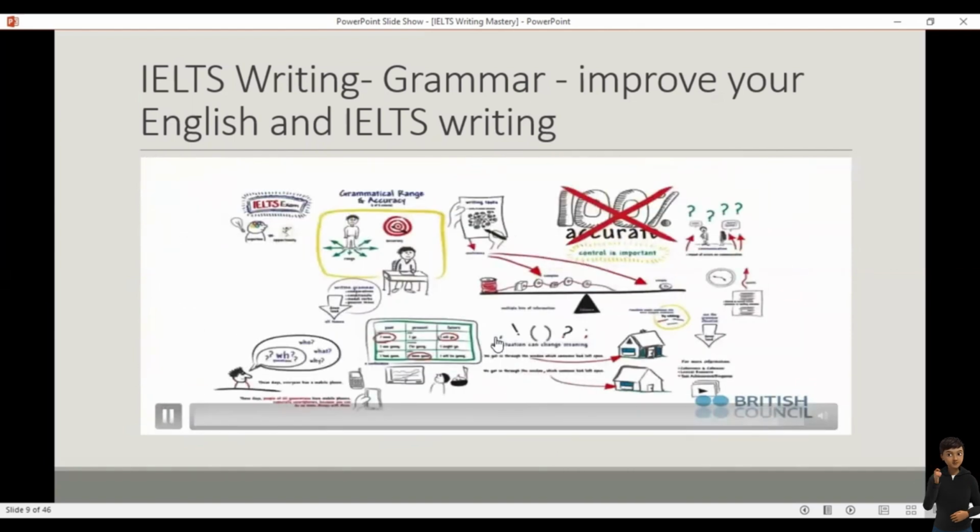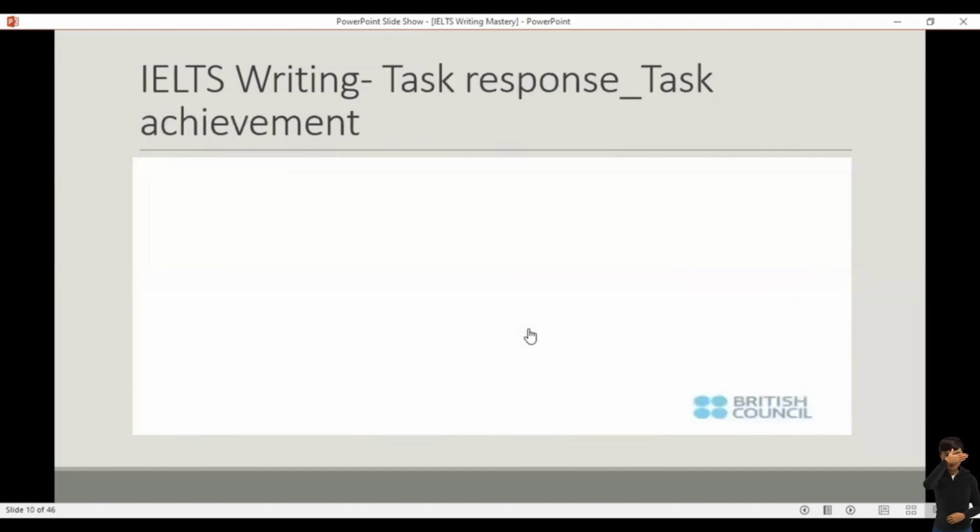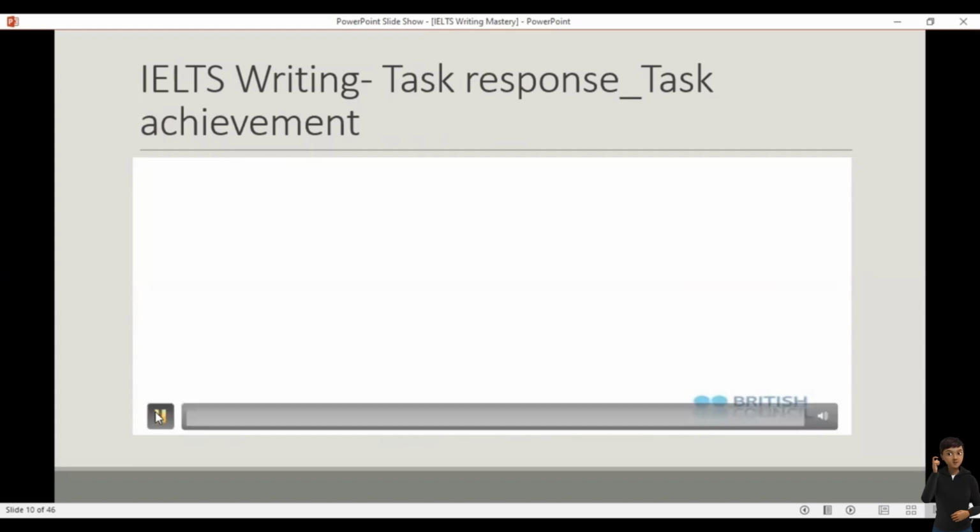All right, so that's all about it. Now we will go ahead and discuss task response. That's also really important in the IELTS writing marking criteria. Right, so let's dive further.